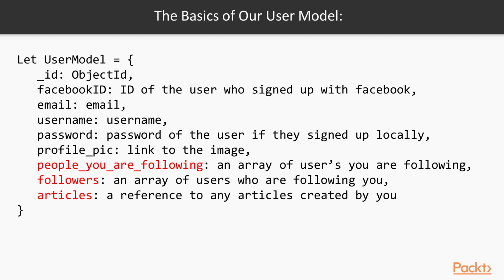So this is the basis of the object. Of course, we have the ID, the Facebook ID, the email, which is important. This email, we're going to take and send email notification when a user signs up. So we're actually going to notify the owner of that email that someone has signed up with our website with their email. The username, the password, the profile picture. The people you are following is an array of users you are following. So this information is going to be an object. It's going to have their ID and their username, and that's going to allow us to print out some information about them.